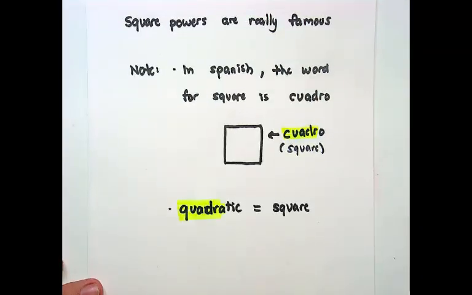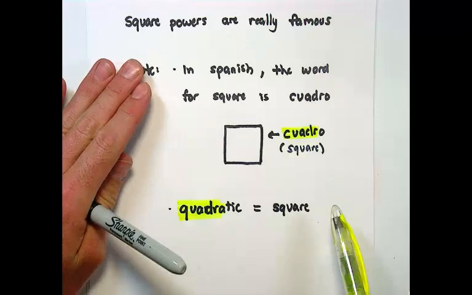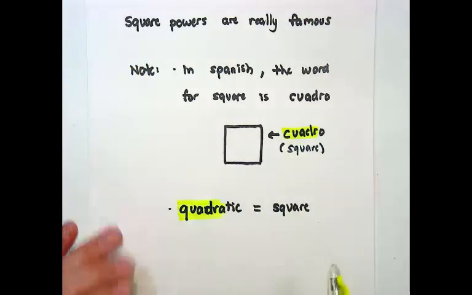We're going to come back to that. But just remember, square powers, out of all possible powers we could choose, they're super famous. They're the ones we want to hang out with the most. In fact, they're so famous that they get their own name. They're called quadratics. Quadro is square. Quadratic is something involving a square power.